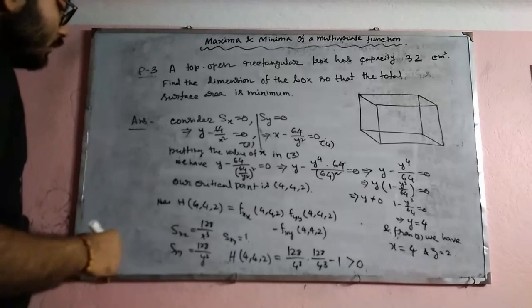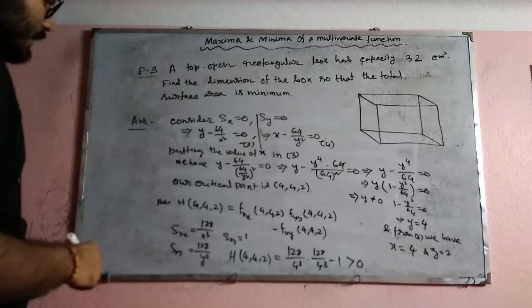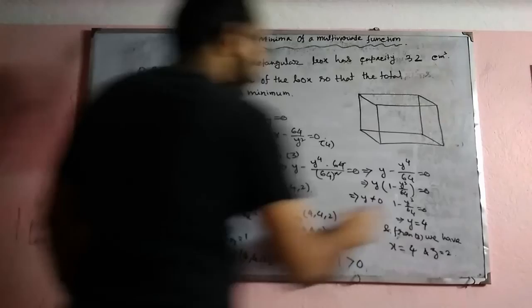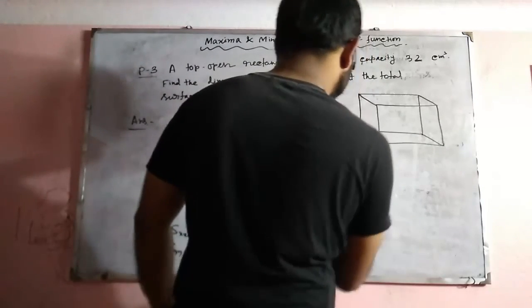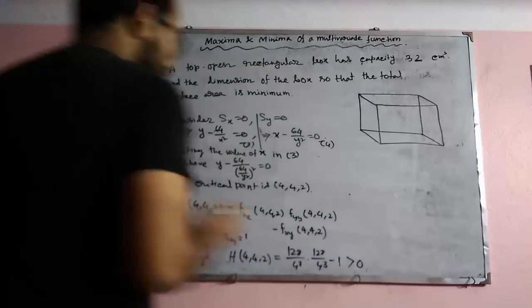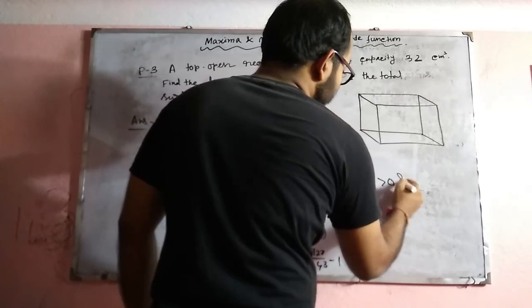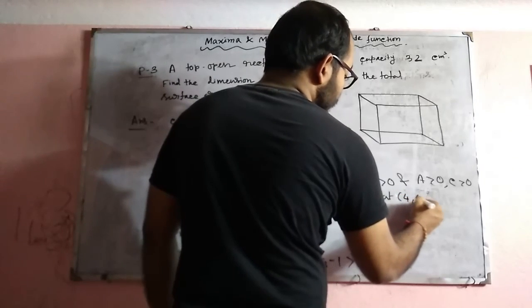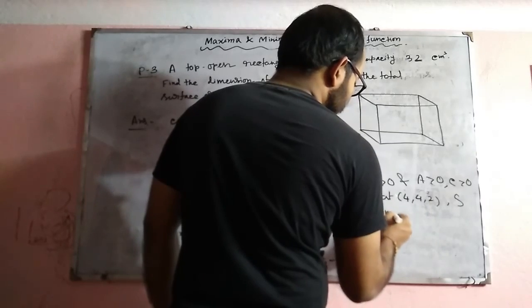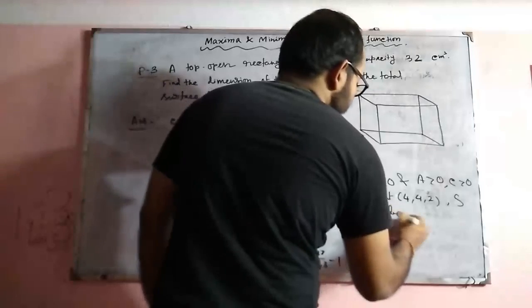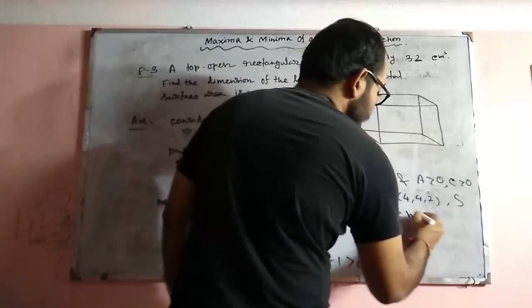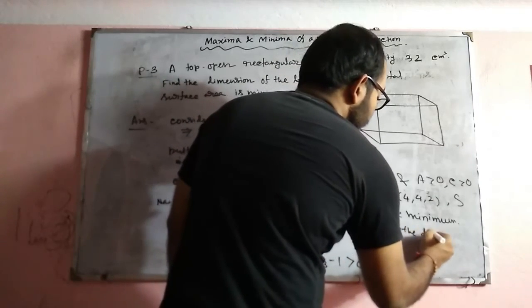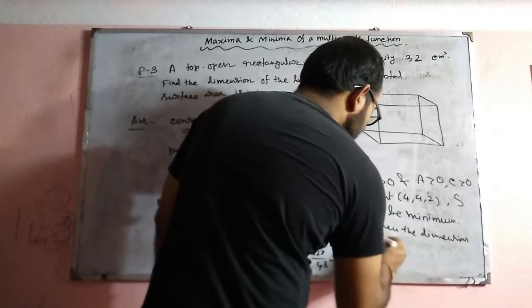And since S_xx is greater than 0 and S_yy is greater than 0, so that S will be minimum. That is when the dimensions are 4 cm.